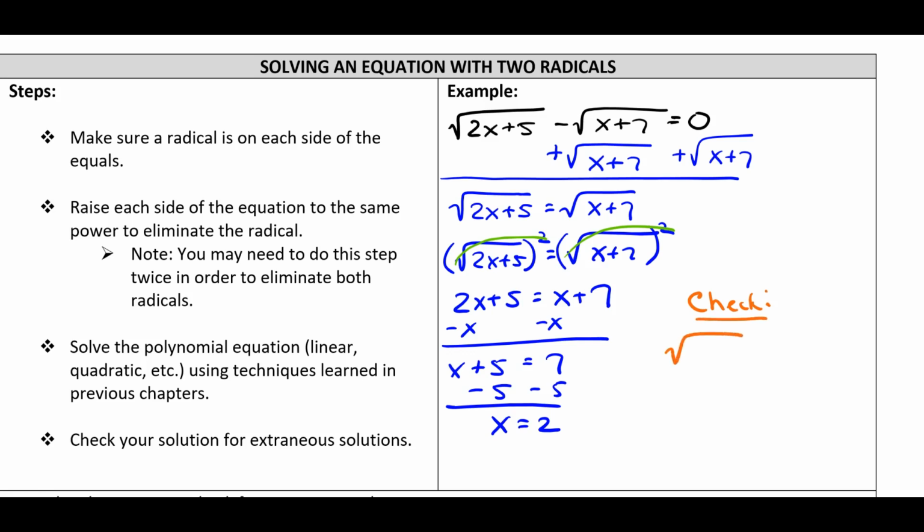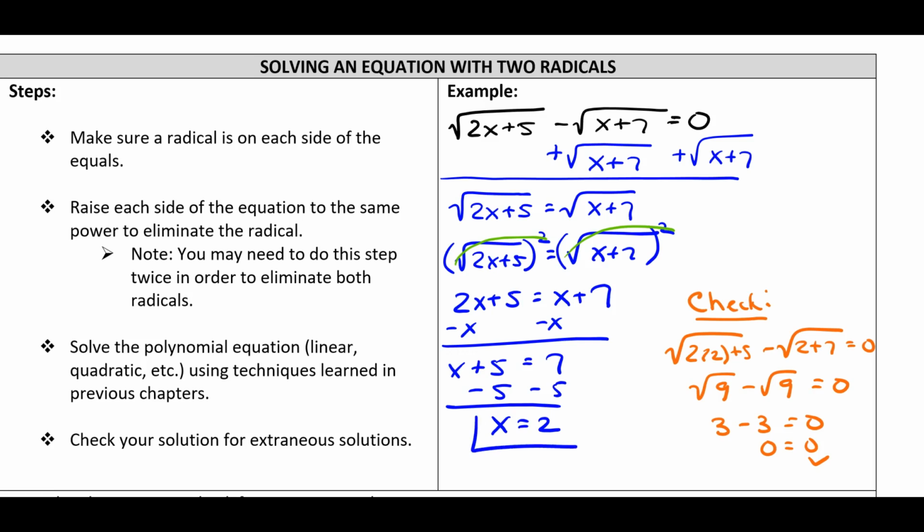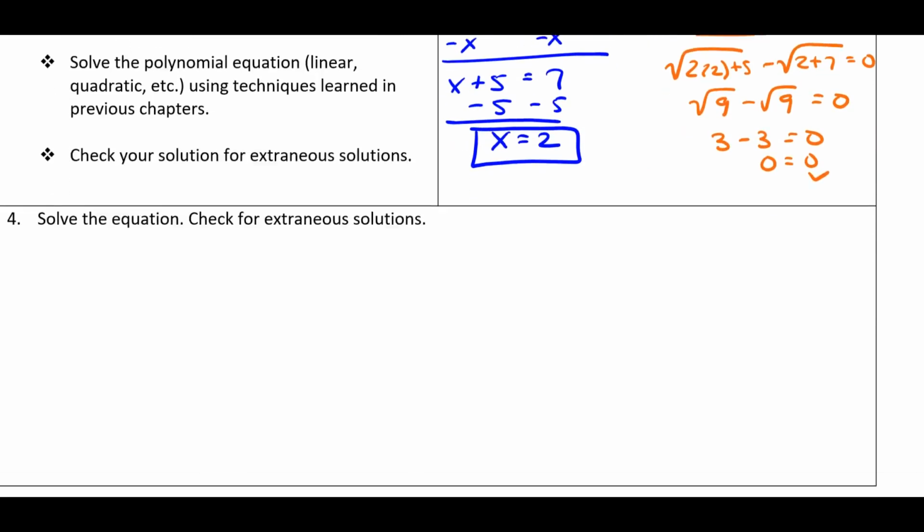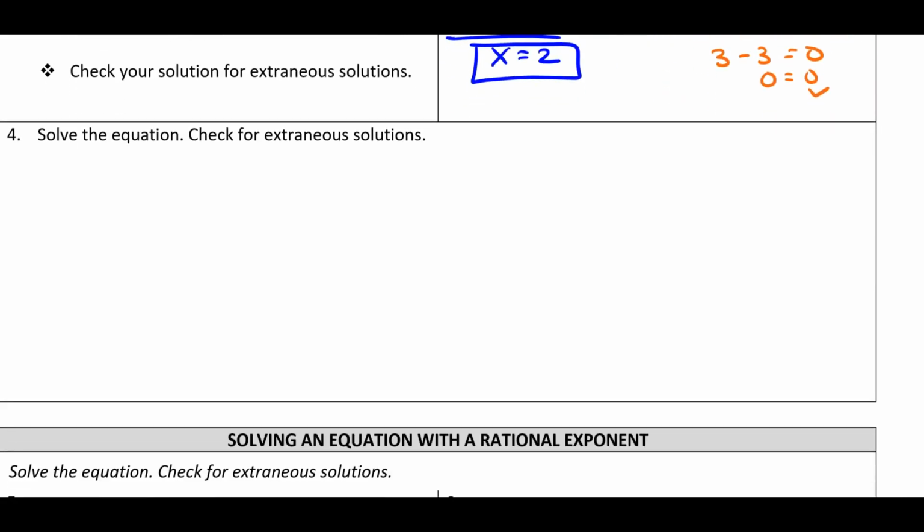So when I check this, is the square root of 2 times 2 plus 5 minus the square root of 2 plus 7 equal to 0? Well, we have 4 plus 5, which is the square root of 9, minus the square root of 9. Square root of 9 is 3, and 3 minus 3 is 0. So our solution works. So this is not an extraneous solution. Okay? All right. Let's look at number 4.